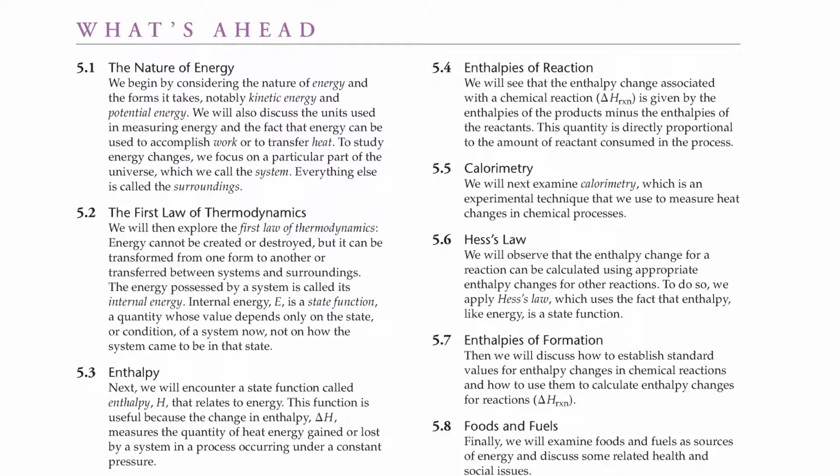Section 5.4, Enthalpies of reaction. We will see that the enthalpy change associated with a chemical reaction, delta H reaction, is given by the enthalpies of the products minus the enthalpies of the reactants. This quantity is directly proportional to the amount of the reactant consumed in the process.